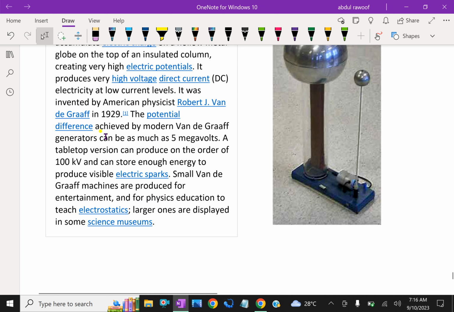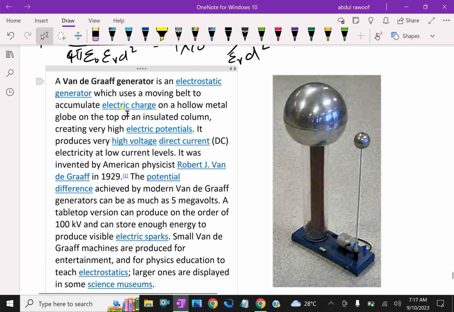The potential difference achieved by modern Van de Graaff generators can be as much as 5 megavolts. A tabletop version can produce on the order of 100 kilovolts and can store enough energy to produce visible electric sparks. Small Van de Graaff machines are produced for entertainment and for physics education to teach electrostatics. Large ones are displayed in some science museums.